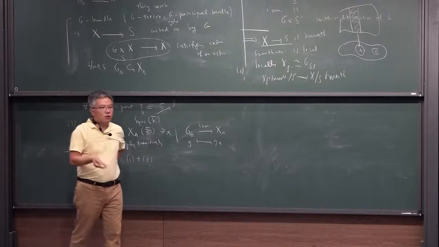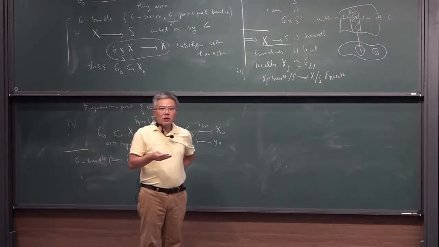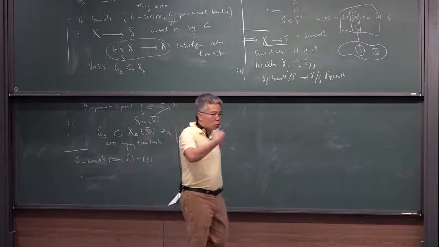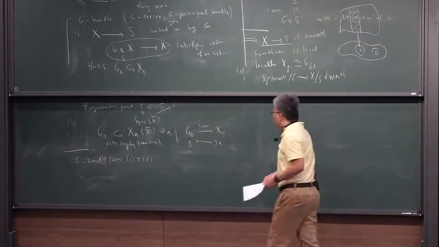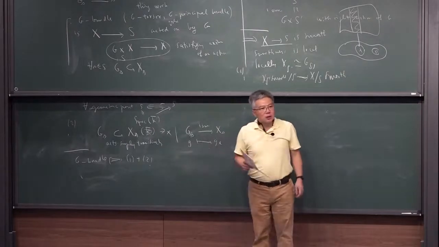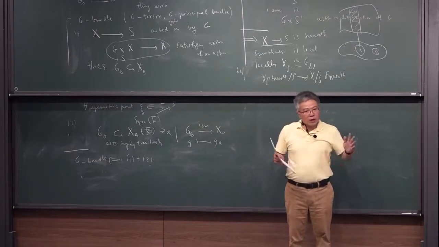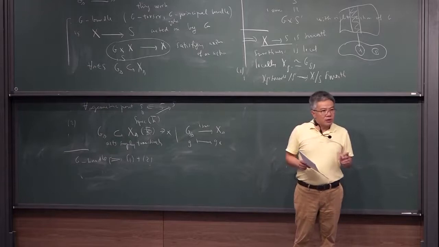So 1 is just about smoothness. 2 is just fiber-wise: fiber-wise G acts simply transitively, it's good after a base change, or otherwise there is a point. So the smoothness is really the property that lets you glue the local conditions together very easily.